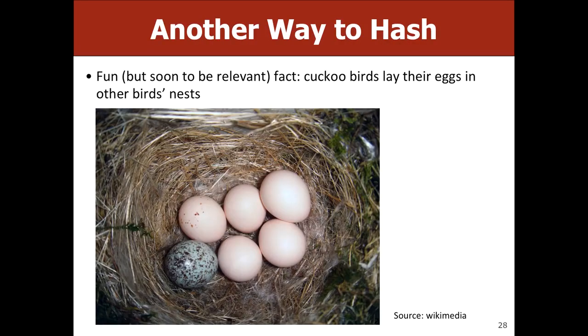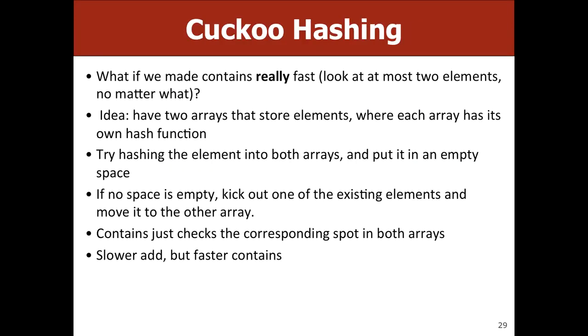I also wanted to, we have a little bit of time left over, so I wanted to talk about another way to set up your hash table. As a fun fact that you can tell all of your friends, something you learned today in CS 106B, there's a type of bird called a cuckoo bird that lays their eggs in other birds' nests. They kick out the original birds and make these parents care for their child. So this is relevant because it leads us to something called cuckoo hashing.